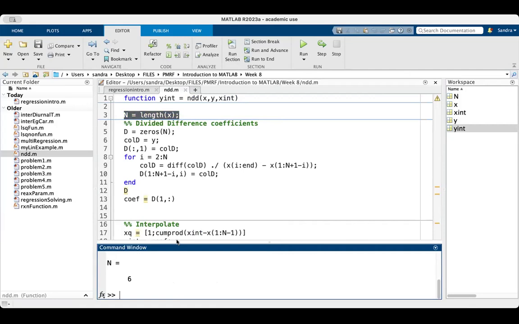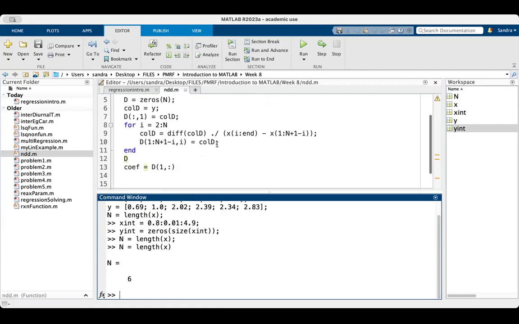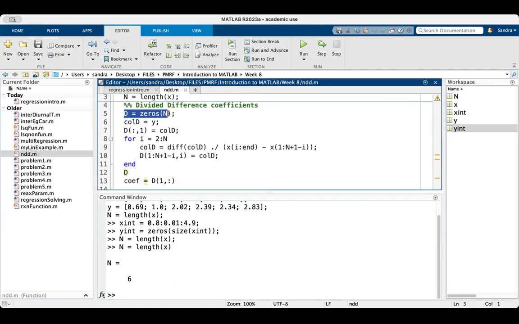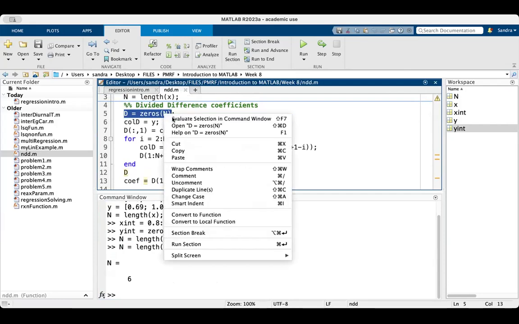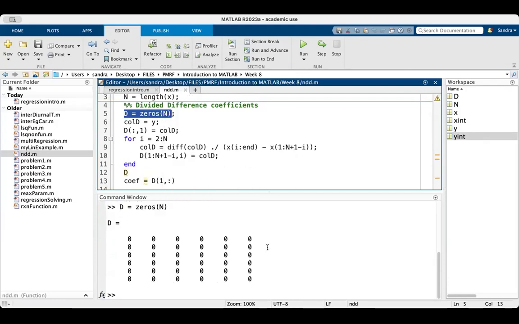That is 6. The length of x is six entries. So first, let me make a matrix with all zeros, 6 by 6. This is the matrix. The idea is that the first column of the matrix will be like the first column I wrote when calculating with pen and paper, right?